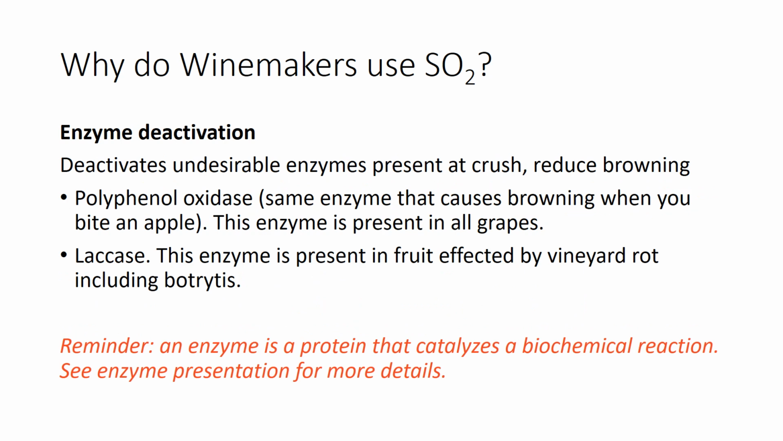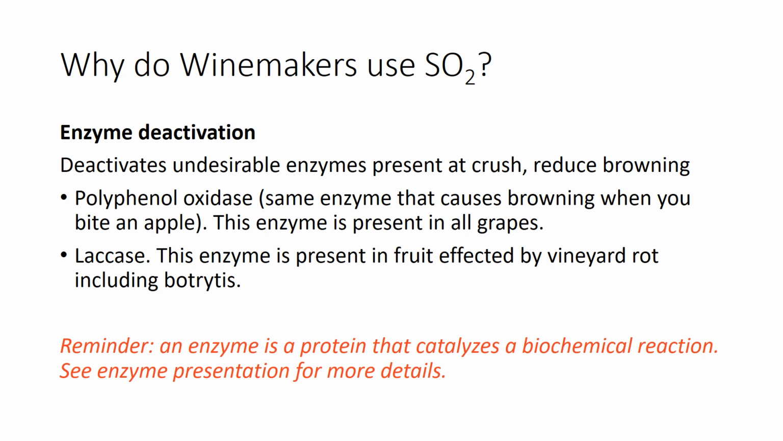Another reason we use sulfur dioxide is enzyme deactivation early in the winemaking process. So a reminder, an enzyme is a protein that catalyzes a biochemical reaction. So basically it makes reactions in the wine go faster. And in a lot of cases at crush and press, the reaction is the browning of small phenolic compounds. So the addition of sulfur dioxide deactivates these enzymes and stops these reactions from happening.